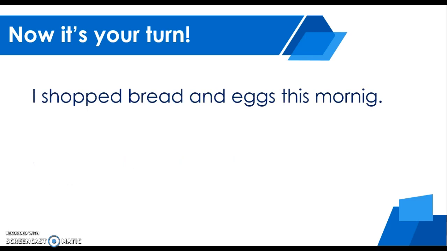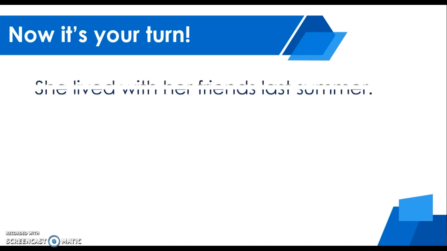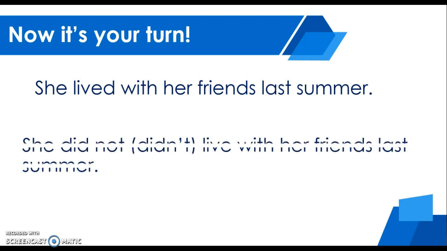I shopped bread and eggs this morning, and in this case, I did not or I didn't shop bread and eggs this morning. Let's try another one. She lived with her friends last summer. How would you say this in negative? Remember, that lived that is in past has to change. You cannot put it in past. So, she did not live with her friends last summer. Or, remember the contraction, she didn't live with her friends last summer.